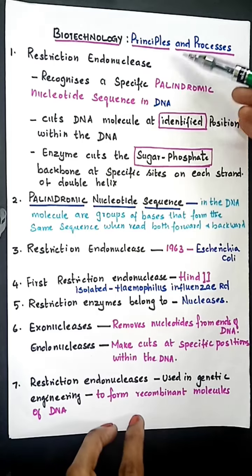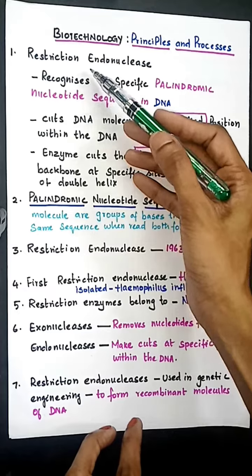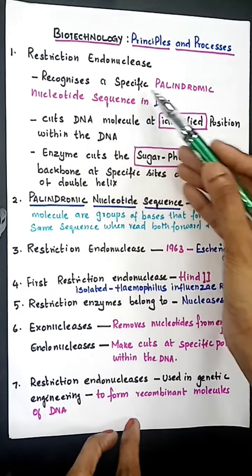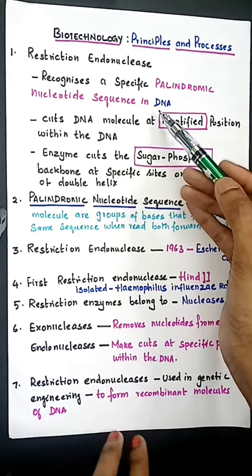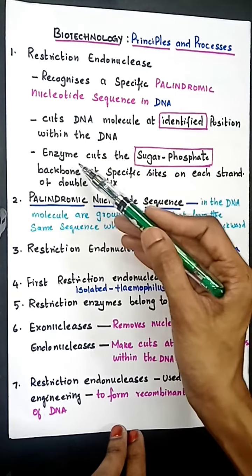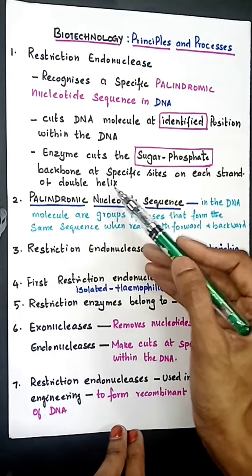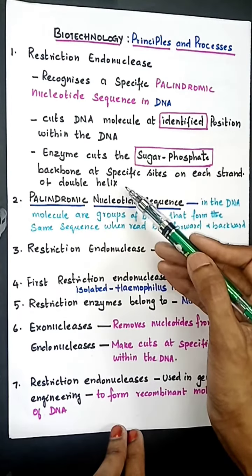Technology principles and process. Restriction endonuclease. This is very important for MCQ. This is an enzyme which recognizes a specific palindromic nucleotide sequence in the DNA. It cuts the DNA molecule at the identified position within the DNA. This enzyme cuts the sugar phosphate backbone at specific sites on each strand of the double helix. That is, it cuts both strands of the double helix.